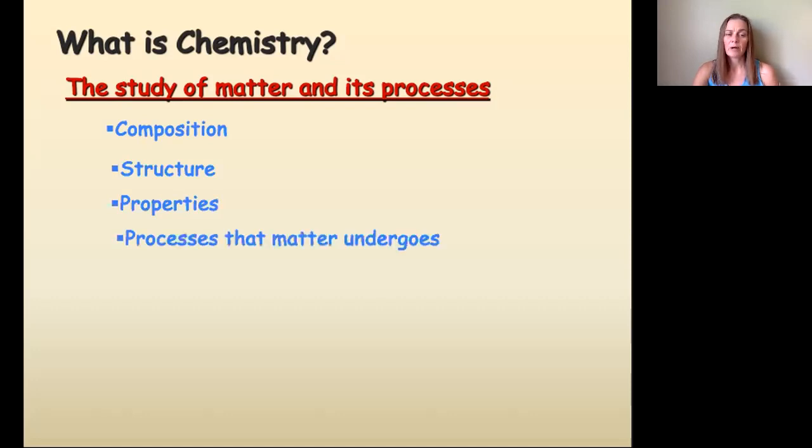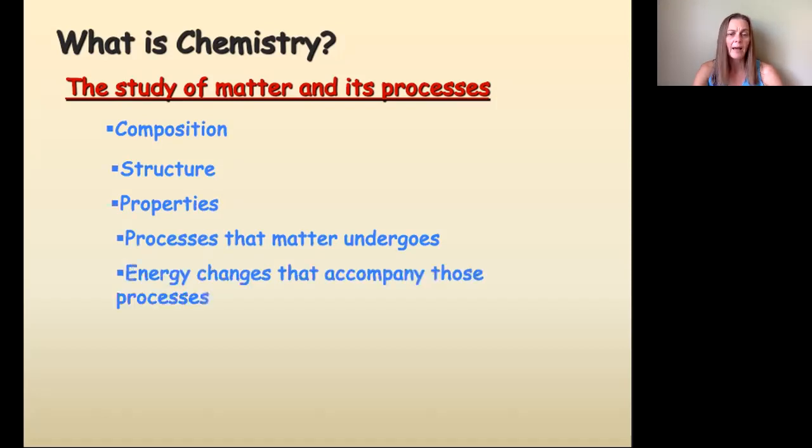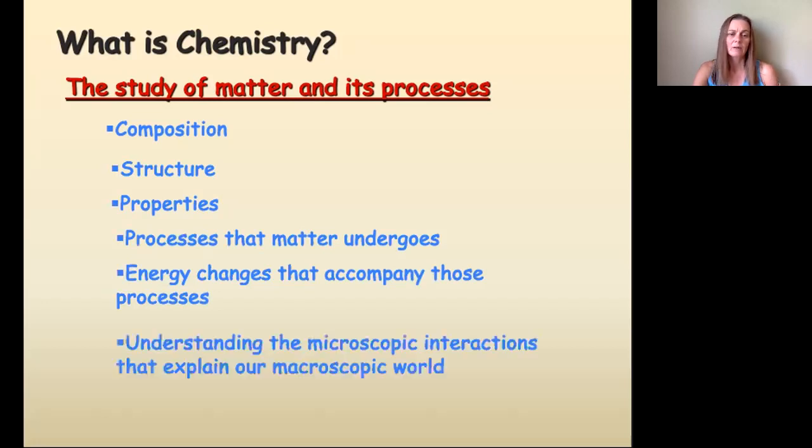We're going to study the processes that matter undergoes. These may be physical processes like changes of state, or they might be chemical processes, those things we call reactions. And as part of that, we're really also going to be understanding and studying the energy changes that go along with those processes. So one last time, we're understanding those microscopic interactions that explain our macroscopic world. So let's jump in and start talking about some of the ways that we describe matter.